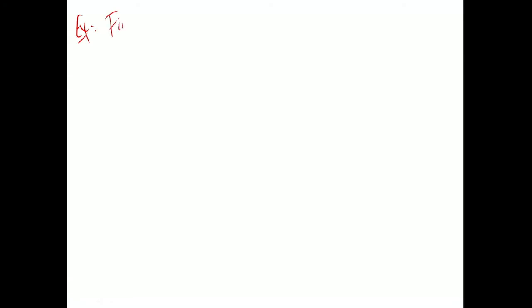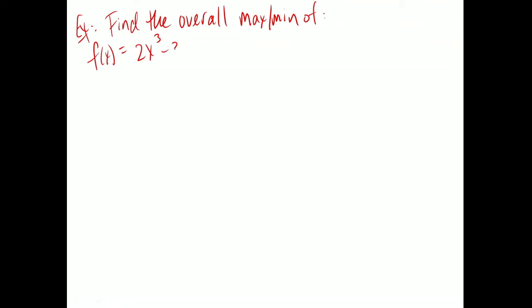Okay, so let's say we want to find the overall, sometimes you use the word global instead, but I think I used overall before, so I'll stick with that. So find the overall max/min of this function on the interval x equals -2 to 4.